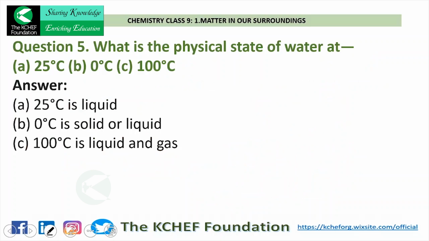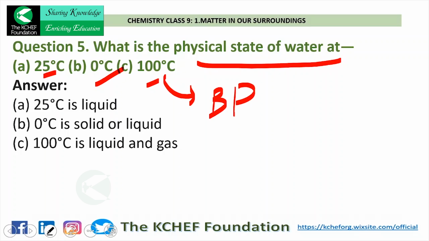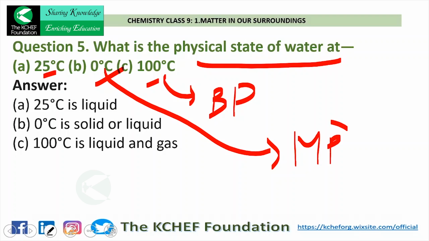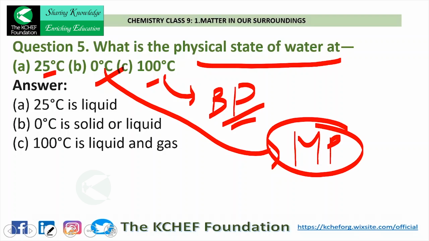Moving on to the fifth question. Here it is. They're asking, what is the physical state of water at 25 degrees Celsius, 0 degrees Celsius and 100 degrees Celsius? 100 degrees Celsius, you know, is the boiling point for water, and 0 degree is the melting point where we get ice, and here we get vapors. So the answer is very simple. At 25 degrees Celsius, it's liquid.